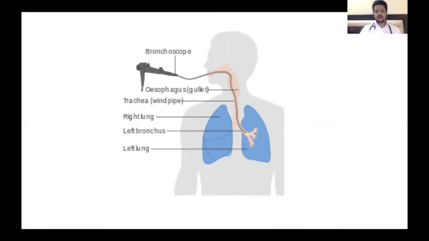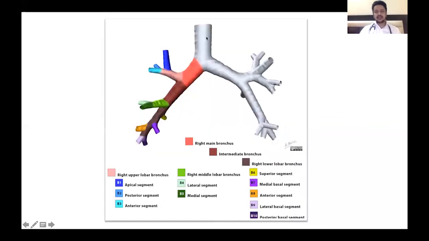So via bronchoscope, what do we do? We introduce the bronchoscope via the nares or by the mouth, into the trachea, and then into the main bronchus, the right main bronchus and left main bronchus, and then we proceed into the various lobes. Like this is the trachea. We introduce the bronchoscope into the trachea. Then this is the right main bronchus, and this is the left main bronchus. Then we went into the right main bronchus. Then we went into the right upper lobe bronchus. This is the right middle lobe bronchus, and this is the right lower lobe bronchus.